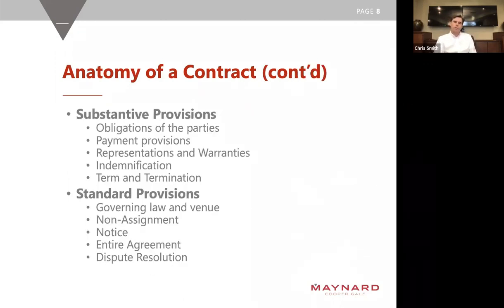So, after those initial provisions, you have what I describe as substantive provisions and standard provisions, and we will walk through each of these in a few moments. Substantive provisions generally vary pretty widely from contract to contract, depending upon the nature of the contract. You have obligations of the parties, payment provisions, representations and warranties, indemnification clauses, and term and termination.